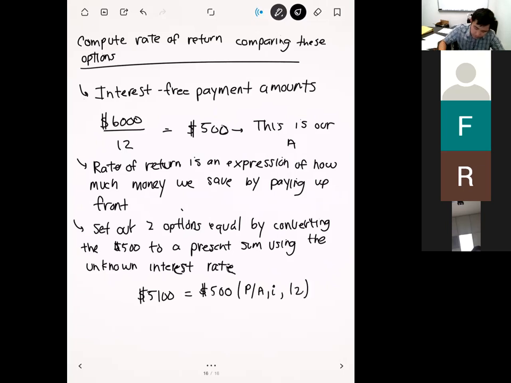I'm going to shift things around here, and then hopefully that'll make things a little bit more clear about why we're setting this up. So I'm going to move the $5,100 to the right side of the equation. And so we have a minus $5,100 plus $500 P over A, i, 12.